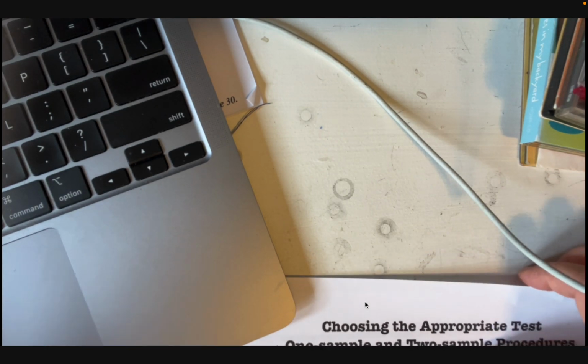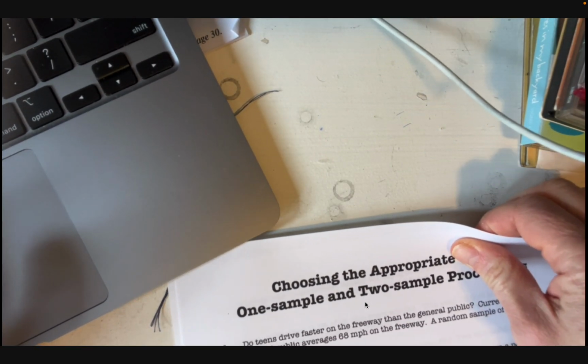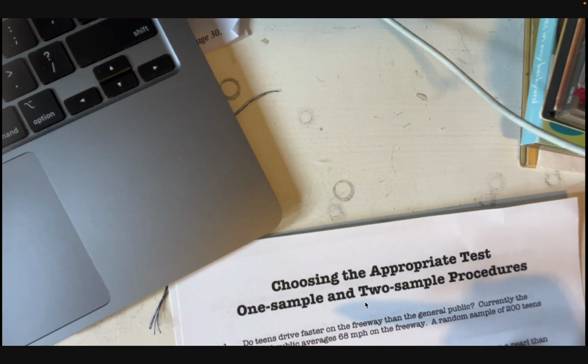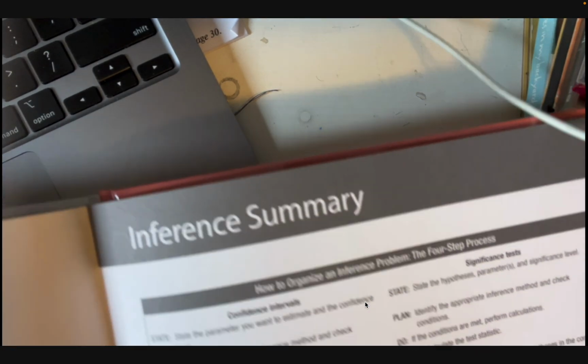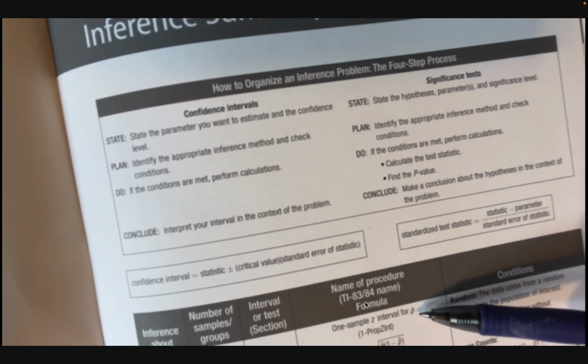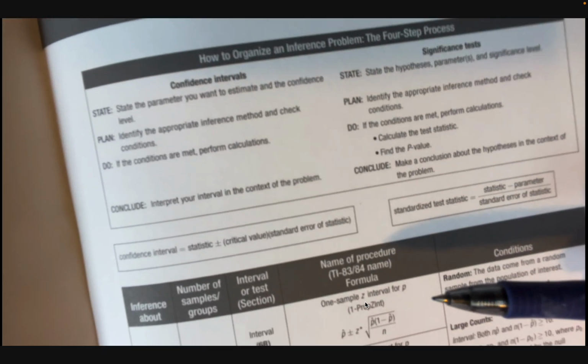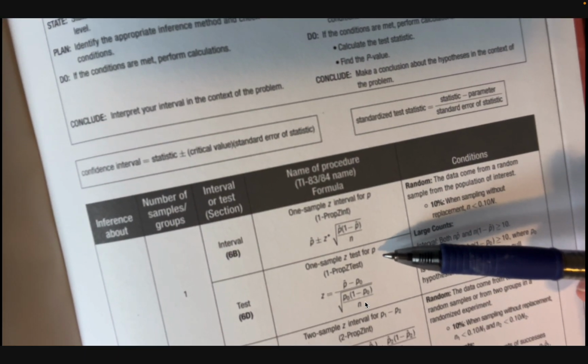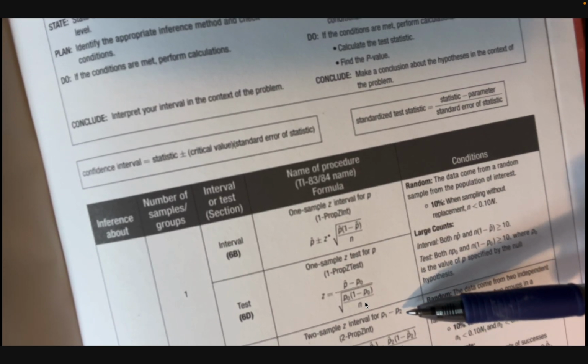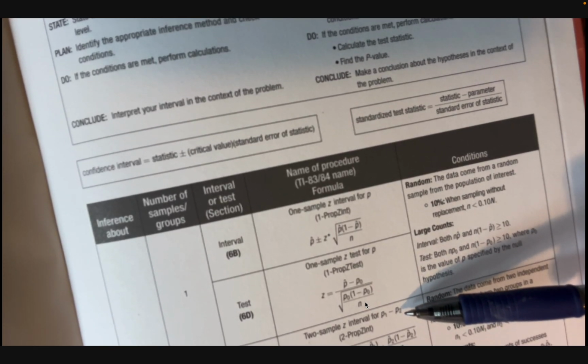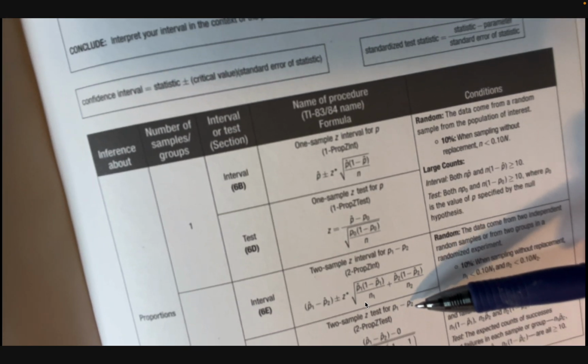We're doing choosing the appropriate statistical test or procedure, I guess I should say. We're talking about one sample or two samples. So we're talking about everything that you've learned up to this point. So we're talking about the one sample Z interval for p, the one sample Z test for p, the two sample Z interval for p1 minus p2, and the two sample Z test for p1 minus p2.